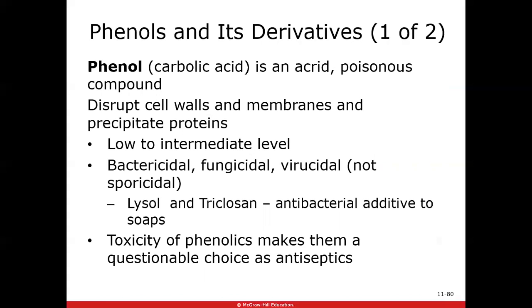Okay, this is phenol, which is carbolic acid. It is a poisonous compound that disrupts cell walls and membranes and precipitates proteins. It is a low to intermediate level germicide. So we use it as a bactericidal, fungicidal, virucidal. It's not sporicidal, so it does not kill spores, but will kill vegetative states of those. You'll see this in Lysol and also in antibacterial additives in soaps.